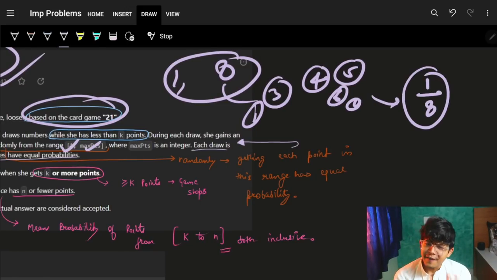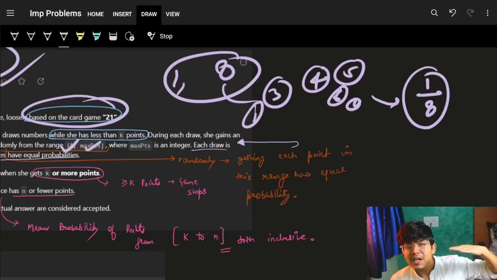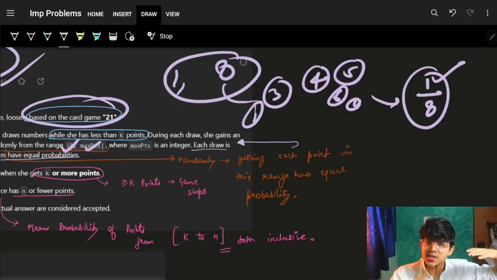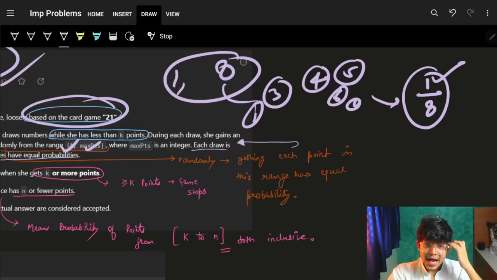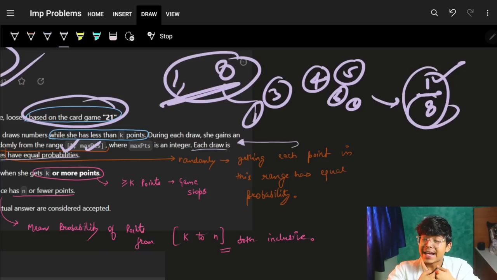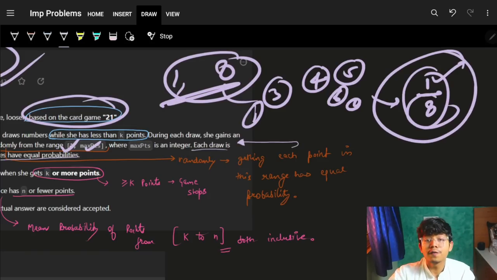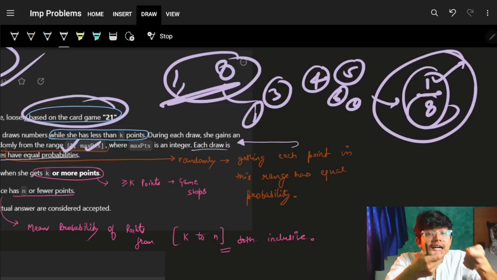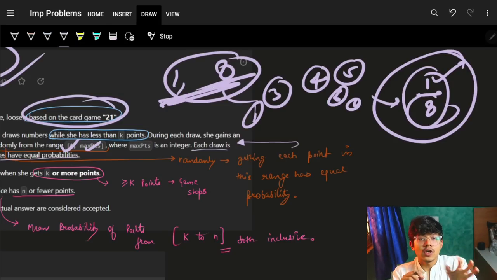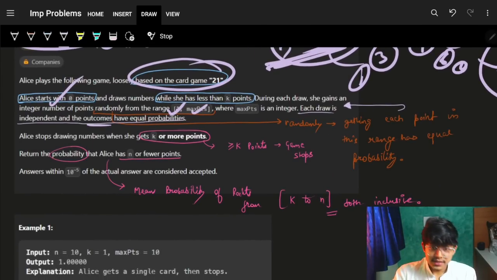So how do we find the probability? Number of favorable outcomes upon total number of outcomes. The number of favorable outcomes is 1, drawing that number, and the number of all outcomes is 8, because from 1 to 8 I can draw any number. That is the reason for how you find the probability of drawing a number out of the range, provided all have equal chances of coming up. That is the first part.